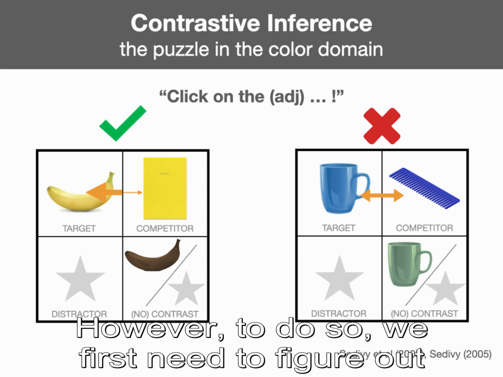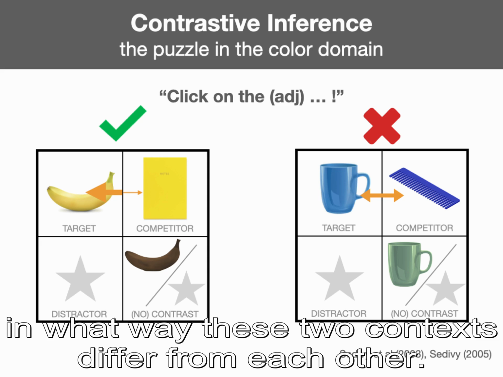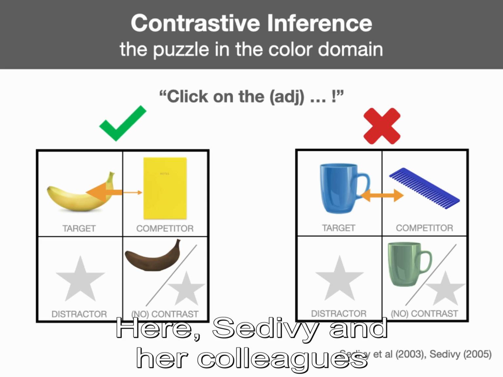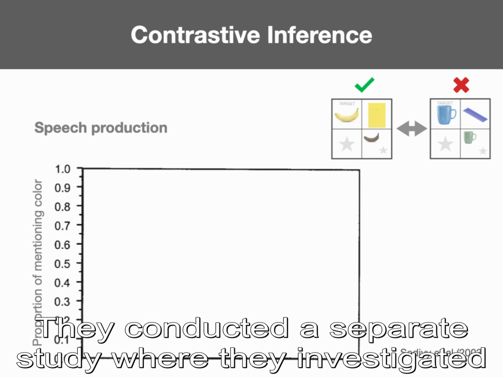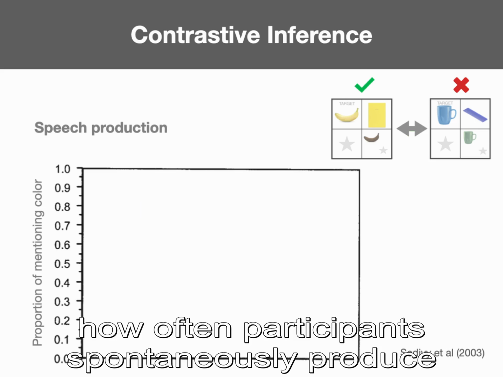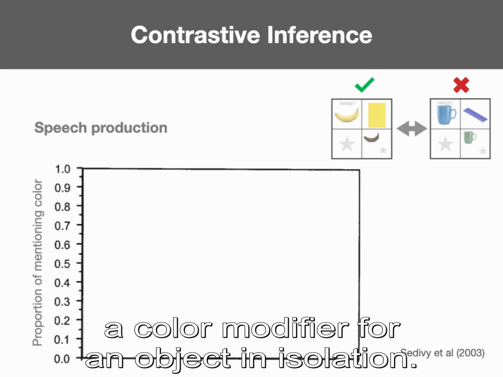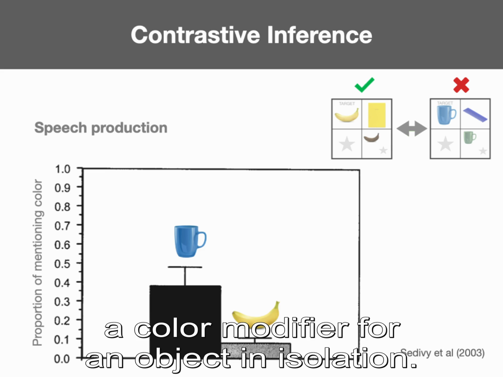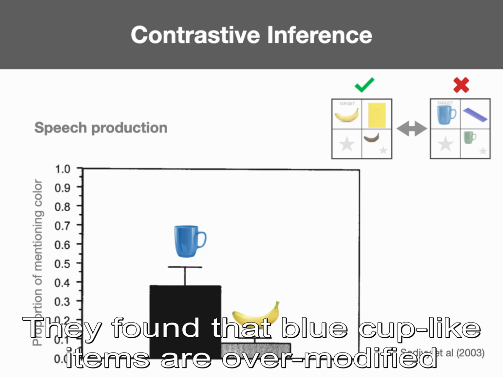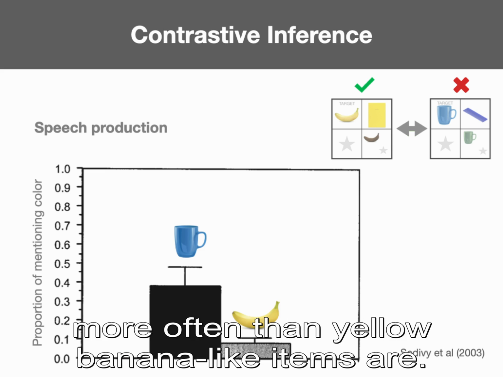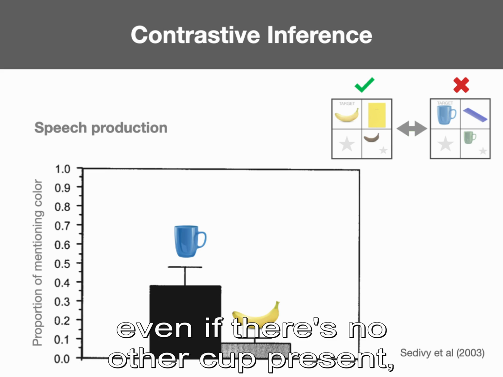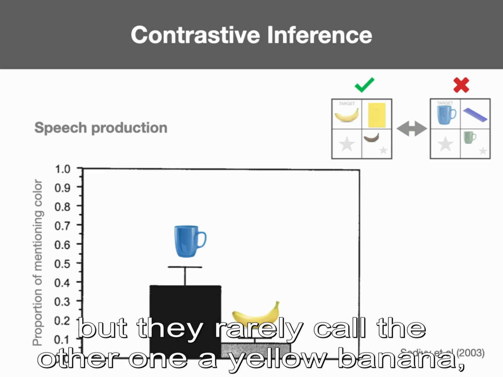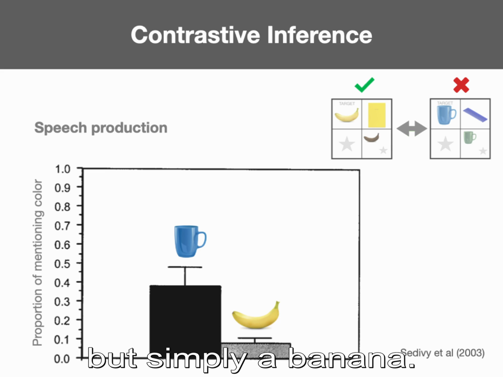However, to do so, we first need to figure out in what way these two contexts differ from each other. Here, Zedivi and her colleagues noted an interesting observation. They conducted a separate study where they investigated how often participants spontaneously produce a color modifier for an object in isolation. They found that blue cup-like items are over-modified more often than yellow banana-like items are. In other words, people call this cup a blue cup, even if there's no other cup present, but they rarely call the other one a yellow banana, but simply a banana.